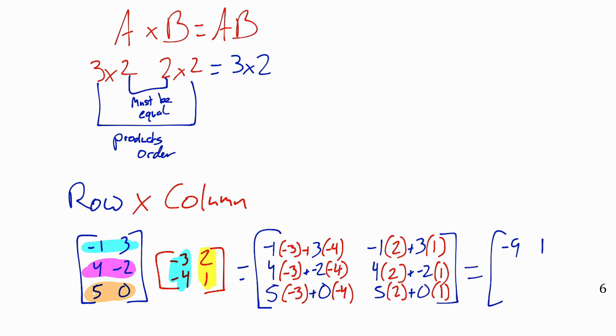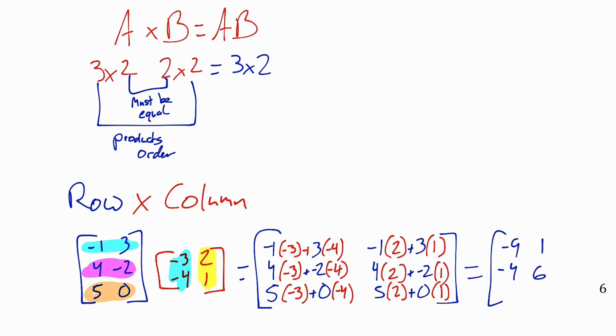Now moving on to the second row, we're going to have 4 times negative 3, which is negative 12, plus negative 2 times negative 4, which is positive 8. So we have negative 12 plus 8. That gives us a grand total of negative 4. Next column, 4 times 2 is 8. Negative 2 times 1 is negative 2. So we got 8 plus negative 2 giving us positive 6.